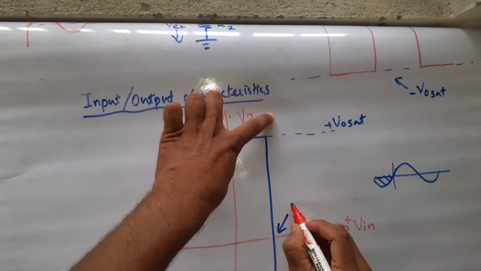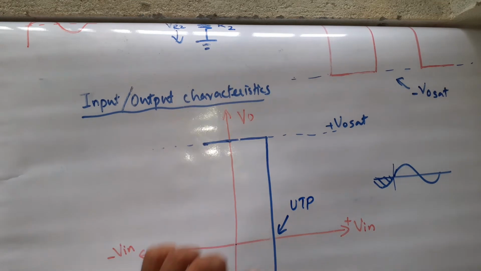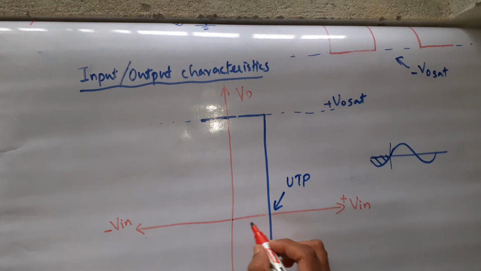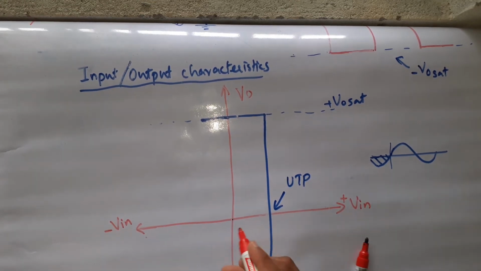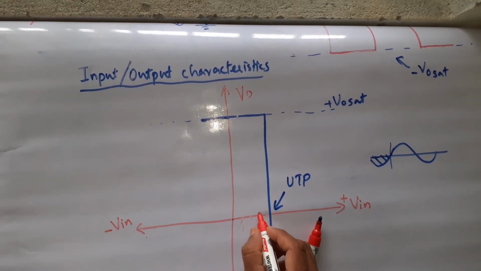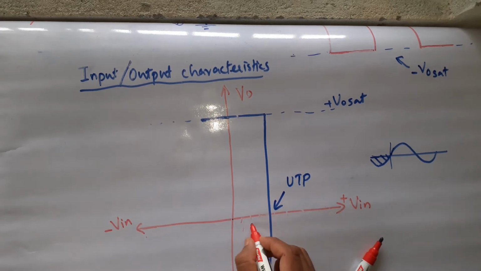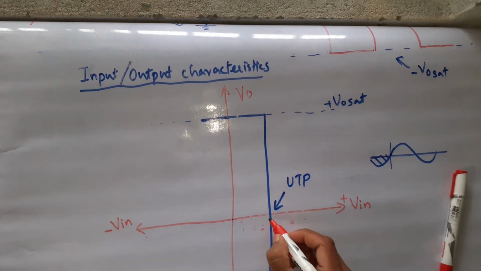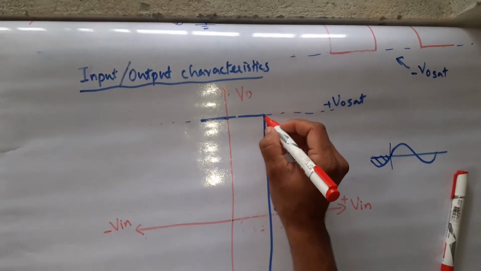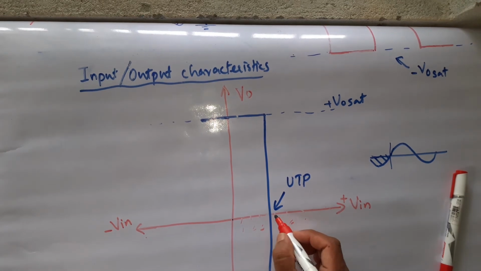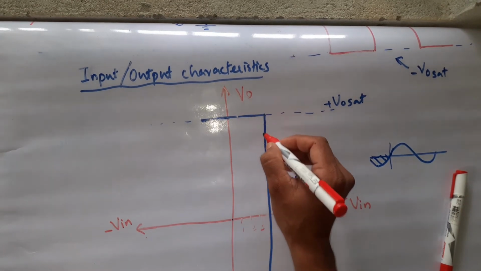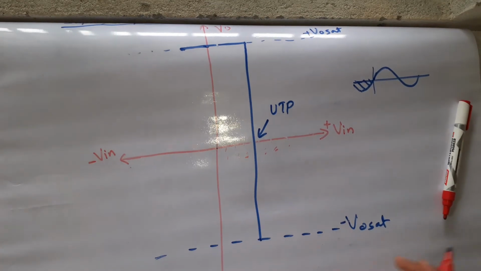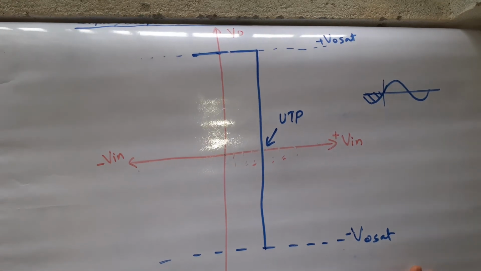So this point is our UTP voltage. UTP voltage means when my input increases, it may be like 1 volt, 2 volt, 3 volt, 4 volt, 5 volt, 6 volt, like this. If UTP is equal to 4 volt, the moment input reaches UTP voltage, output will shift from positive and come to negative extreme, like this. Understanding? Okay.